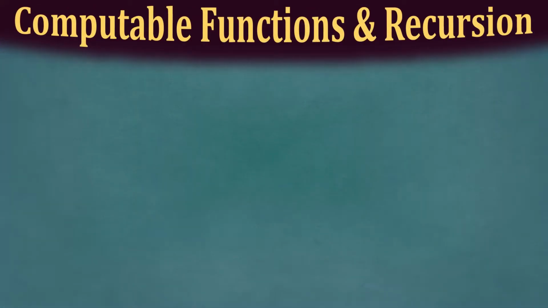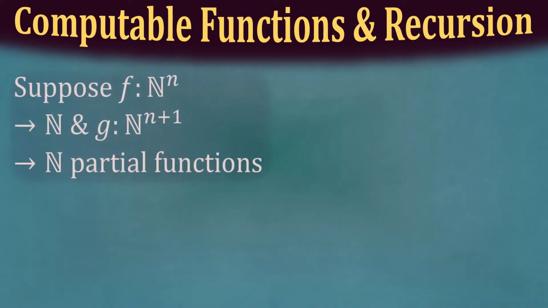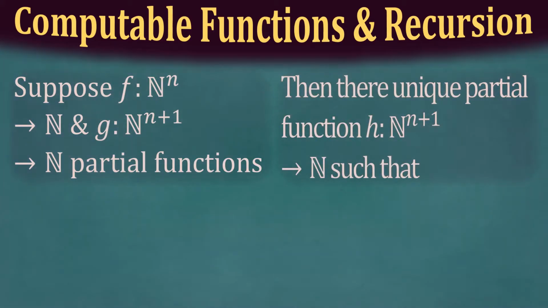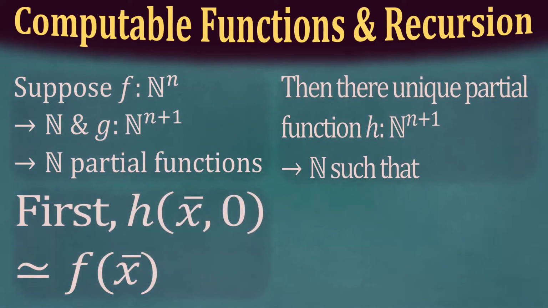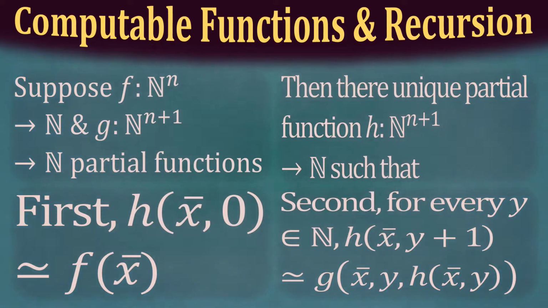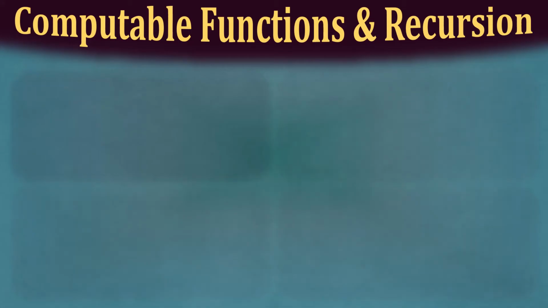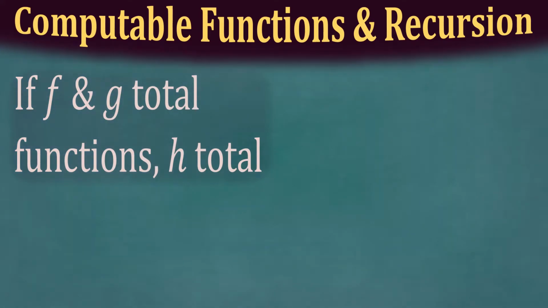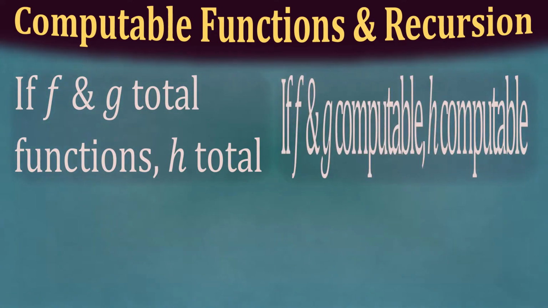Now, let's relate computable functions and recursion. Suppose f from the naturals to the n to the naturals and g from the naturals to the n plus 1 to the naturals are partial functions. Then there is a unique partial function h from the naturals to the n plus 1 to the naturals such that, first, h of x bar and 0 is approximately equal to f of x bar. Second, for every y in the naturals, h of x bar, y plus 1 is approximately g of x bar, y, h of x bar y. Also, if f and g are total functions, then h is also total, and further, if f and g are computable, then h is also computable.